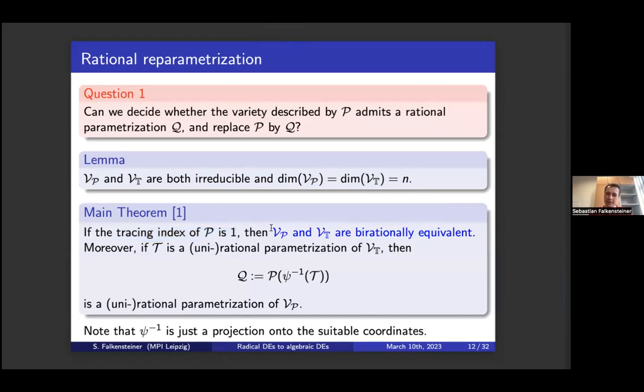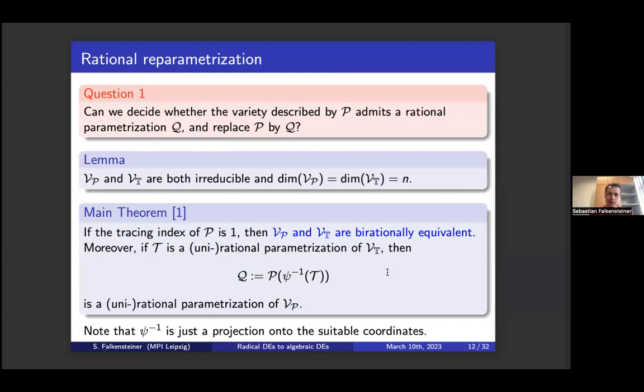Okay, and how can we relate them? If we find a rational parametrization of the Tau variety, and remember the Tau variety is very easy to compute, then we can get the rational parametrization of the radical variety. So we just take this here, and this mapping is just a projection. Or the inverse, sorry. The inverse of it is just a projection. So that's nothing dramatic here.